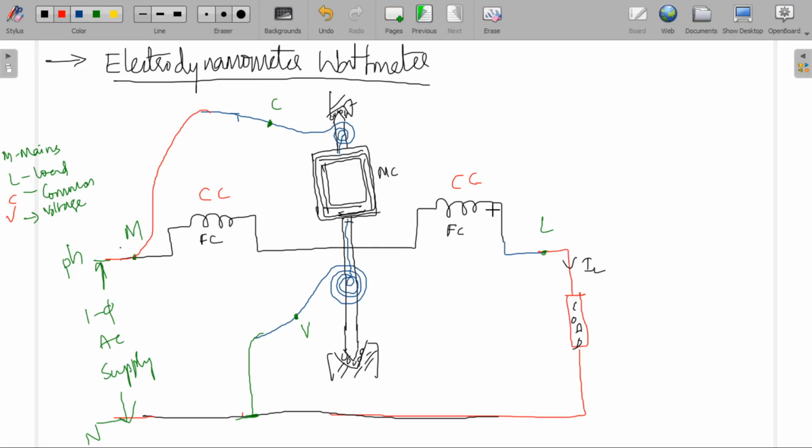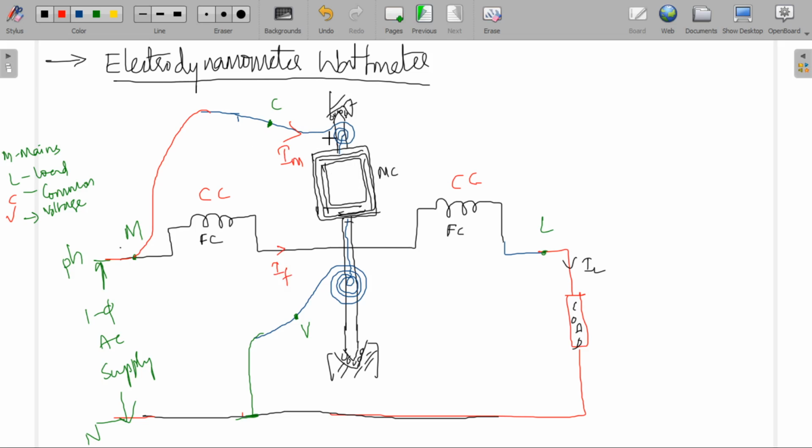These two coils are connected in series with the load to carry the current which is flowing to the load. This moving coil carries the current. The current which is flowing to this is Im. The current which is flowing to this is If.